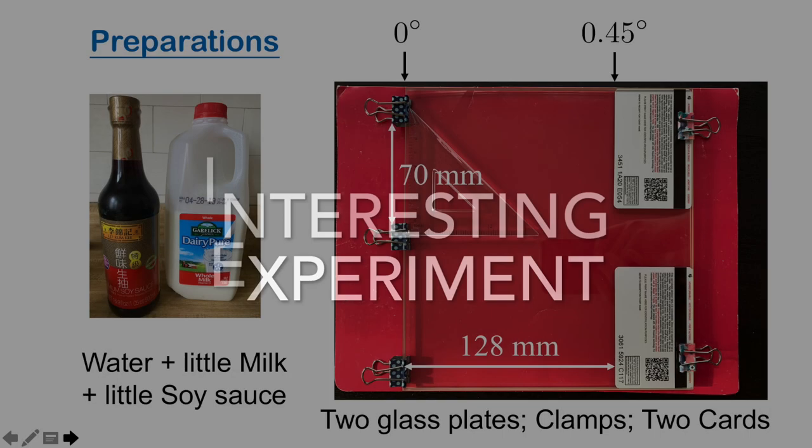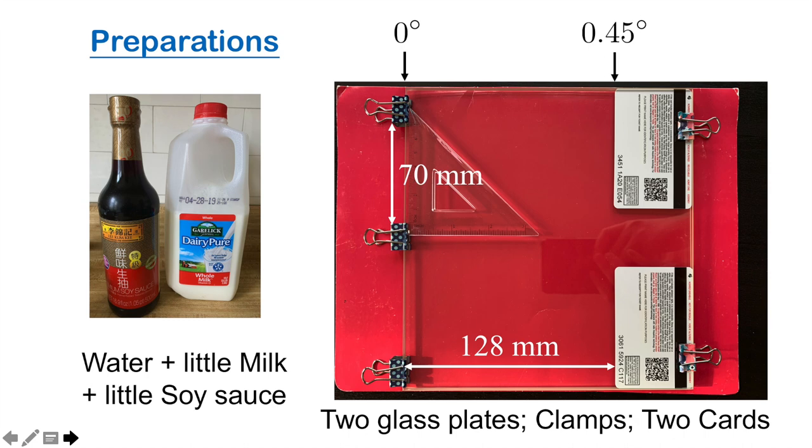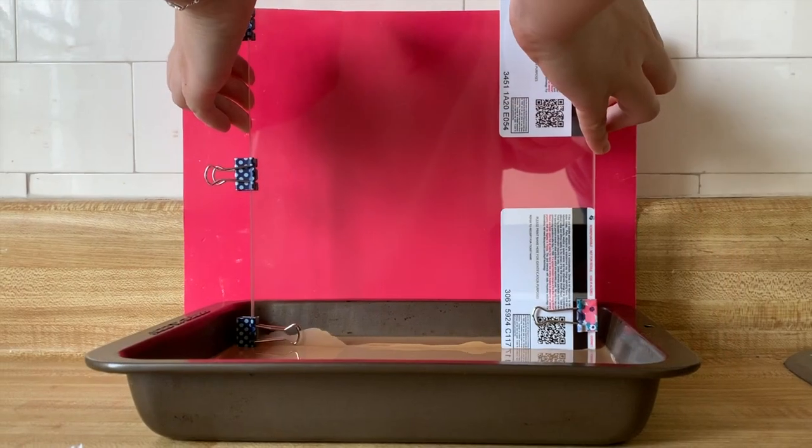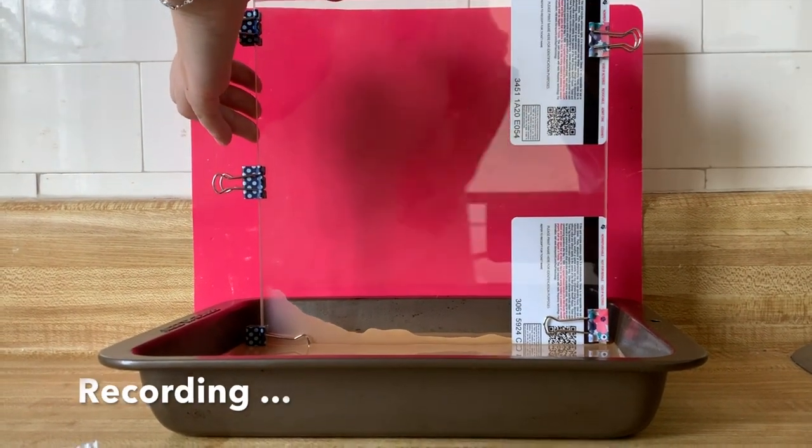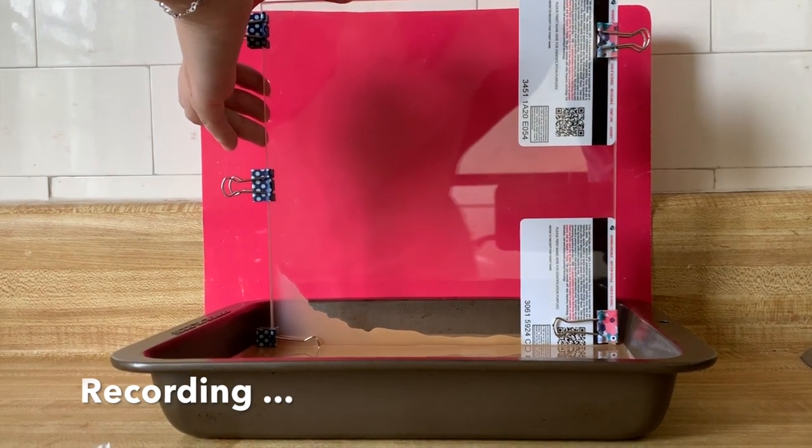Now let's do this interesting experiment. I added a little milk and soy sauce in the water to make the liquid front easily seen, and clamped two glass plates. On the left side, nothing was between the plates, so the angle is zero, while I inserted cards into the right side to get an angle of 0.45. Then I vertically inserted the plates into the liquid and recorded it.